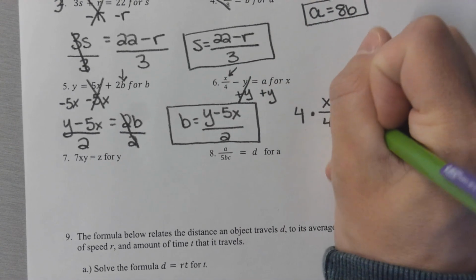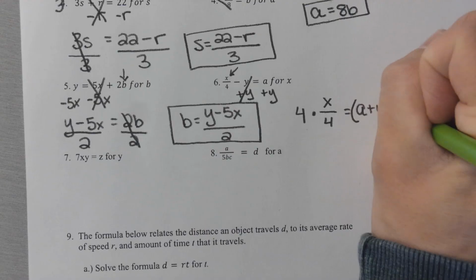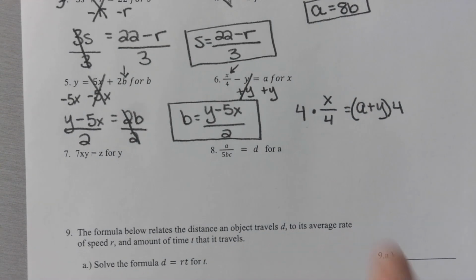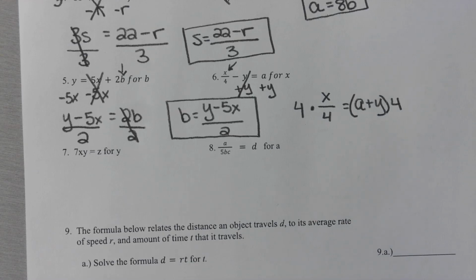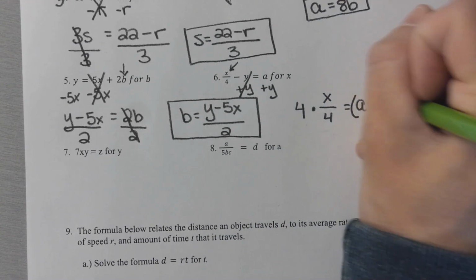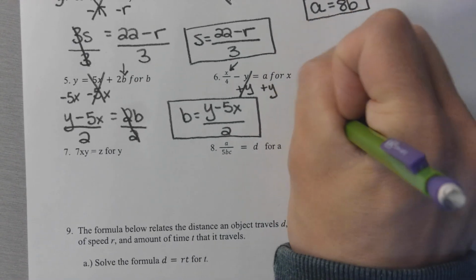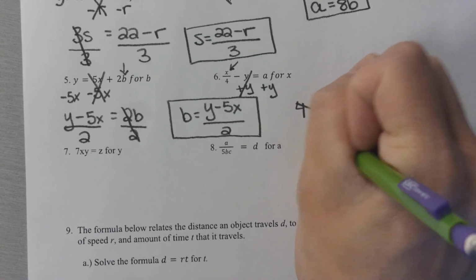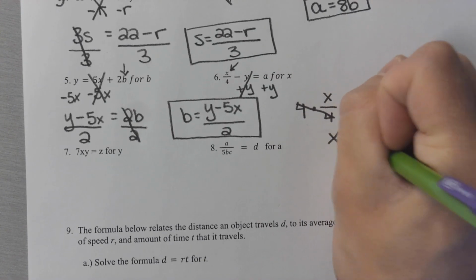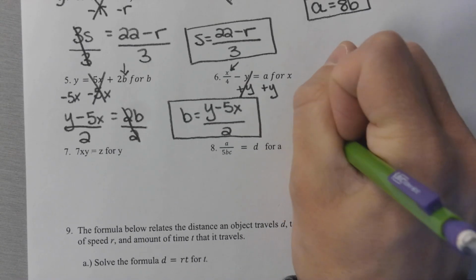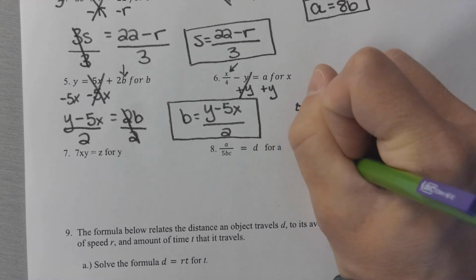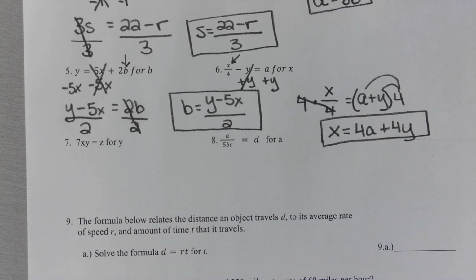It'd be multiply. Now, this is a problem where you have to put a parenthesis. How do you know that? When there's more than one thing, you've got to put a parenthesis. Yes. So those 4's cancel. X equals 4a plus 4y, because that 4 has to get multiplied to everything. So you can't pick and choose what it gets multiplied to. It has to go to everybody.